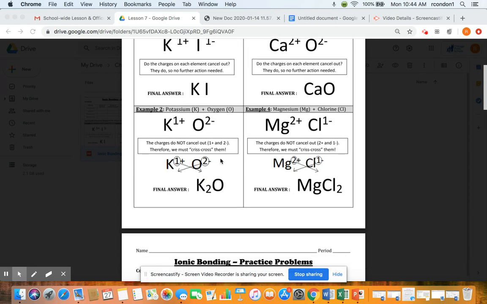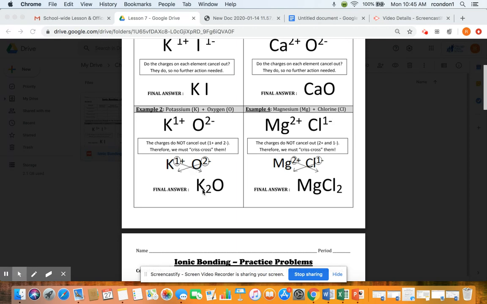Down here, let's go through an example like this. What if we have a potassium +1 cation, and then an oxygen -2 anion? These two don't cancel out, so the way that you need to write this is you're going to crisscross the charges, and the superscript, the charge, becomes the subscript for the other element. That's kind of confusing, so let me explain, right?